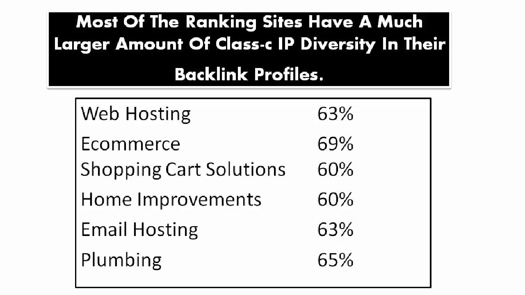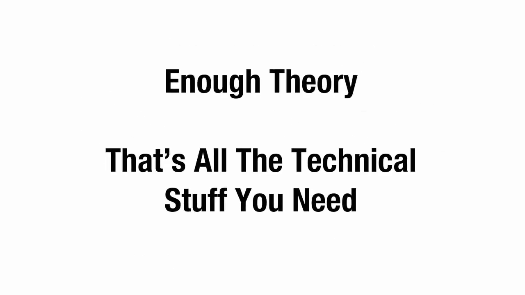This proves that Google loves IP diversity, and the sites ranking on page 1 of Google have a much larger amount of class C IP or IP diversity in their backlinks profile.